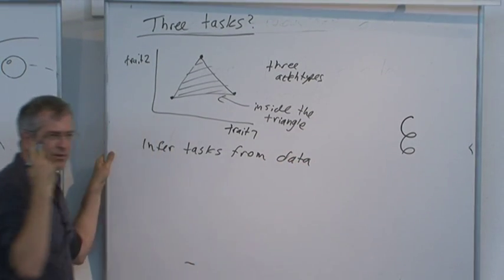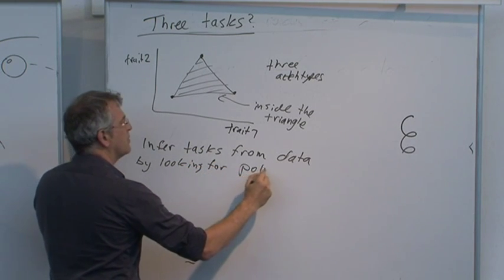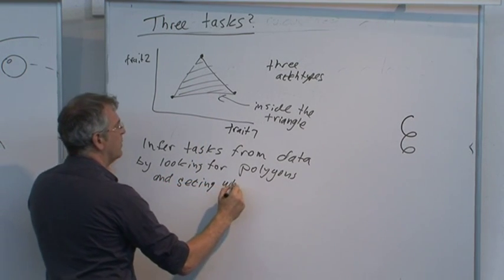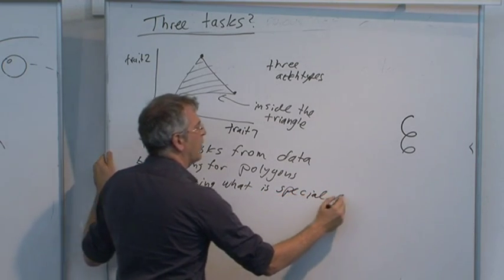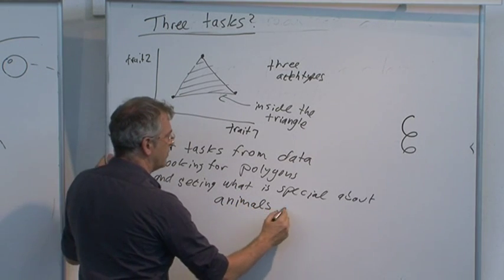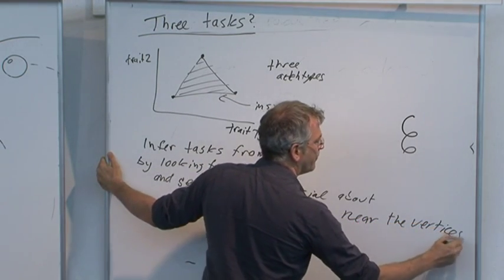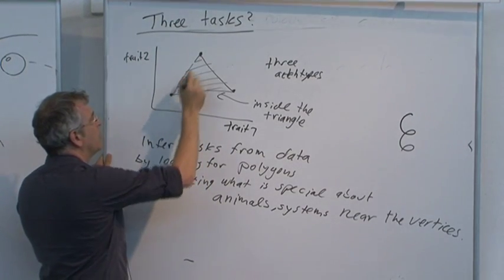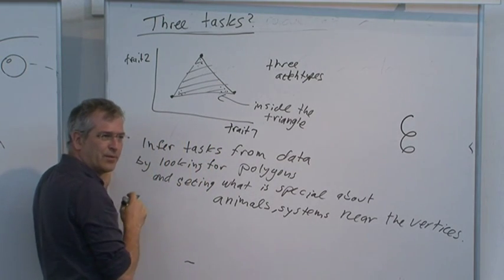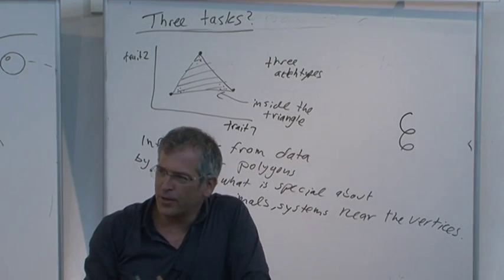So you don't have to know the tasks in advance. By looking for these kind of polygons, like triangles, lines, tetrahedrons, and seeing what is special about the animals or systems near the vertices, kodkodim. So if you find birds here that eat flowers, birds here that eat seeds, and birds here that eat worms or something, you can infer what the task might be. You expect to see something special near the vertices. This is a way to infer tasks.